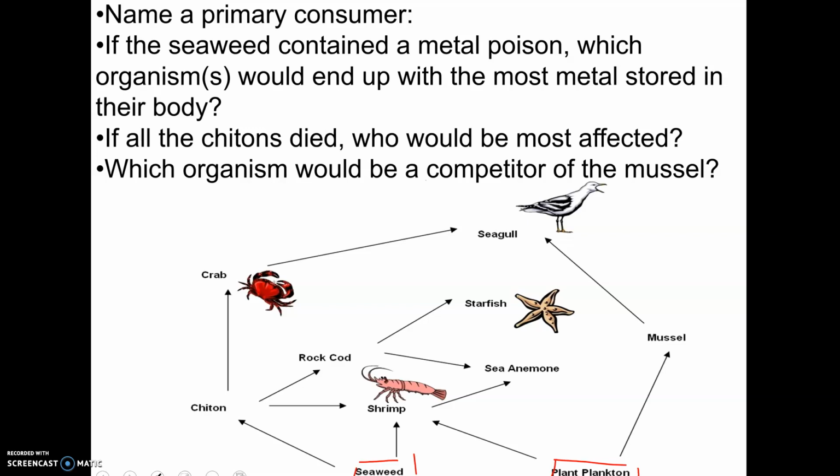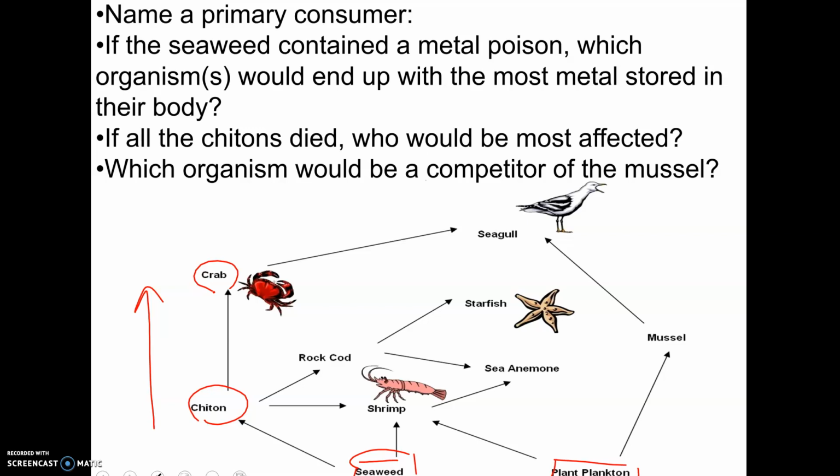Sometimes they don't actually have the names of the organisms, they just have like A, B, C, but we're kind of assuming that as we go up here, this is showing the flow of energy, right? So the chitin, for example, eats the seaweed. The crab eats the chitin. All right, so let's look at the question.